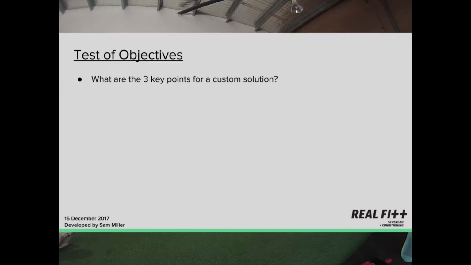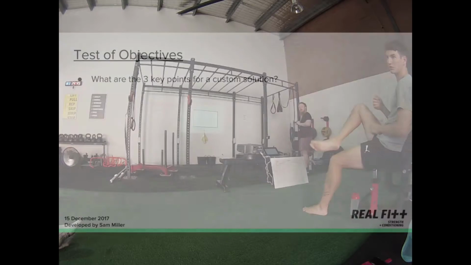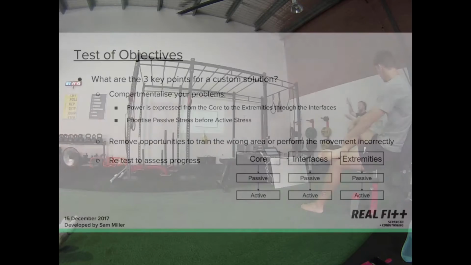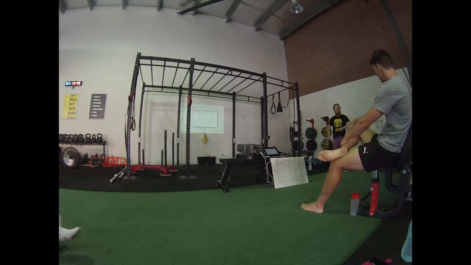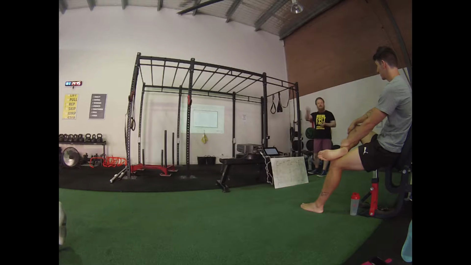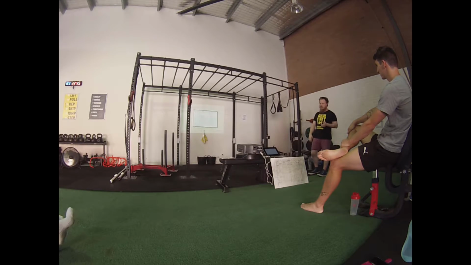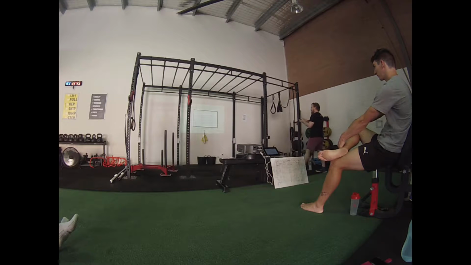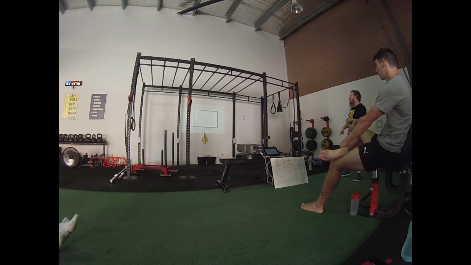Compartmentalize your problems, definitely. Then you want to follow the flow chart basically, so start with core. That compartmentalization is that process essentially. So locations, types of stress, that's the order in which we're compartmentalizing. Understand the order in which power is expressed, and use that order to start assessing your problems.